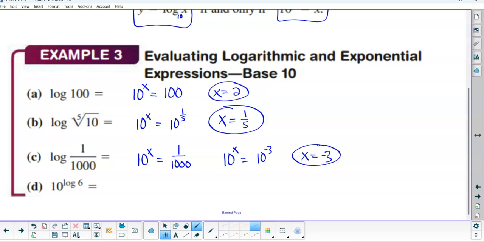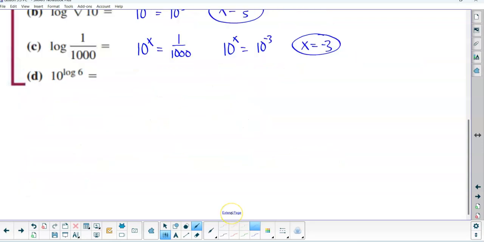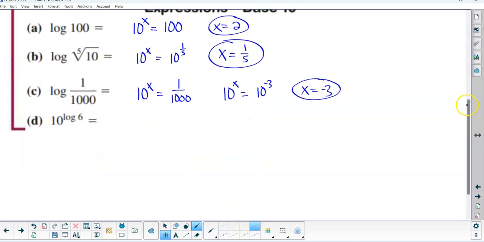And then part D, again, we've got a log in the exponent position, and so this is the same thing as the common log of 6 would be equal to the common log of x. And again, since we have a common log on the left and a common log on the right, we can cancel those, and we can get our result to be 6.